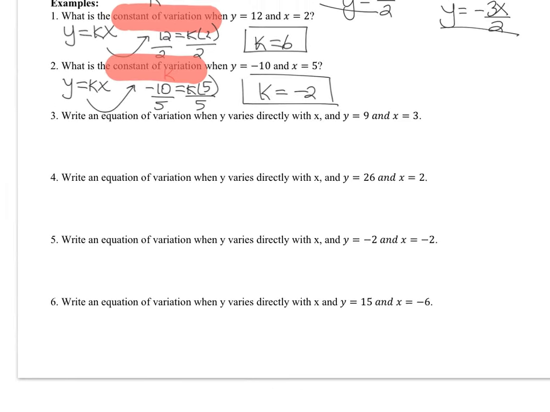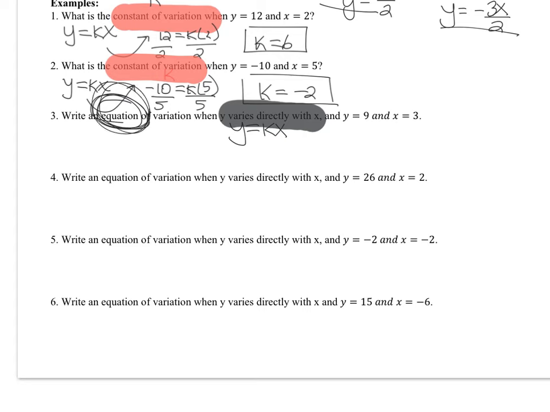So now let's get to some of these problems. It says write an equation of variation. So I see this word equation, so I know I have to write y equals kx. When y varies directly with x. I want you to highlight where it says y varies directly with x. Whenever you see those words, you need to write y equals kx on your paper. So when y is 9 and x is 3.